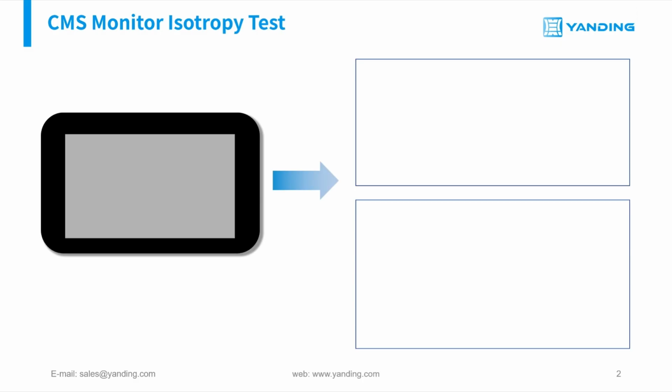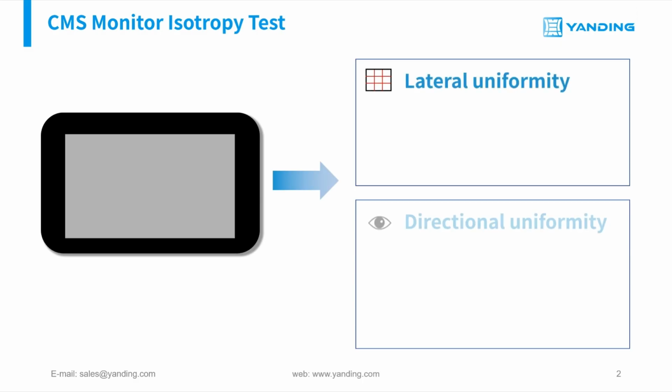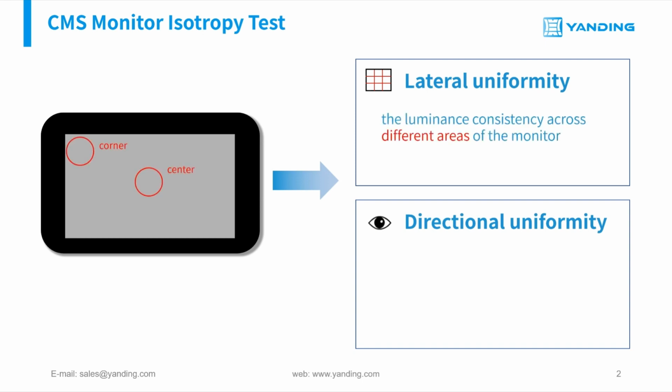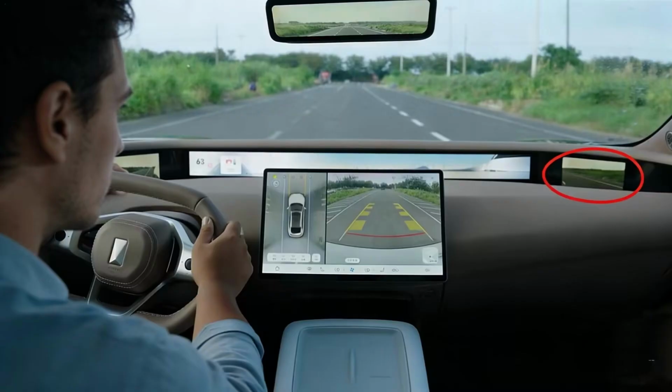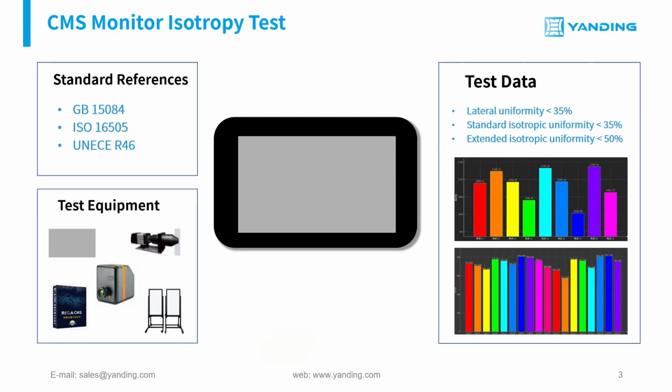CMS monitor isotropy comprises two core dimensions: lateral uniformity and directional uniformity. Lateral uniformity measures the luminance consistency across different areas of the monitor. Directional uniformity measures the luminance consistency of the same area on the CMS monitor across different viewing angles compared to the design viewing angle. These two indicators determine the CMS monitor's spatial and angular display consistency, critical for clear driver observation and accurate judgment. Therefore, we need standardized, unified, and repeatable testing to evaluate CMS monitor isotropy and keep driving safe.